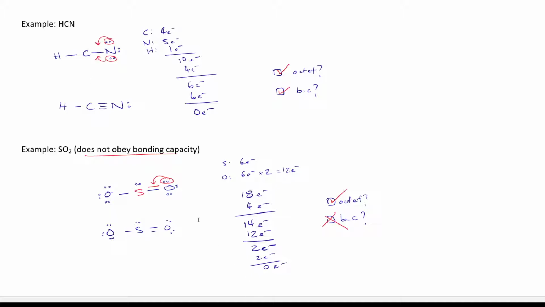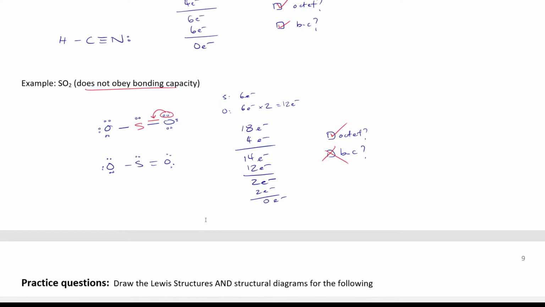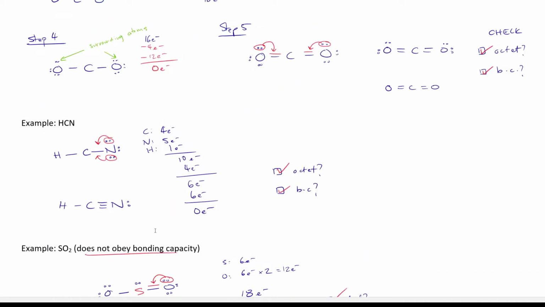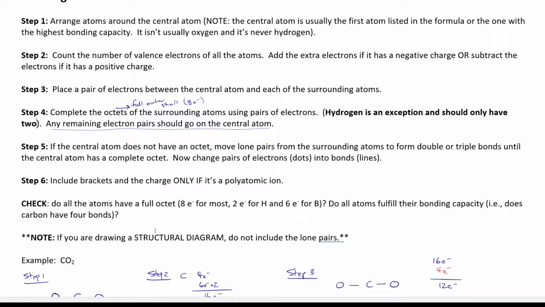On the next page, there are a series of questions that ask for the Lewis structures and the structural diagrams. Just recall, this is your Lewis structure, and your structural diagram just doesn't have the lone pairs. It's just like that, okay? And so you have a number of structures here to complete using the rules that we gave you previously. So just follow these steps.